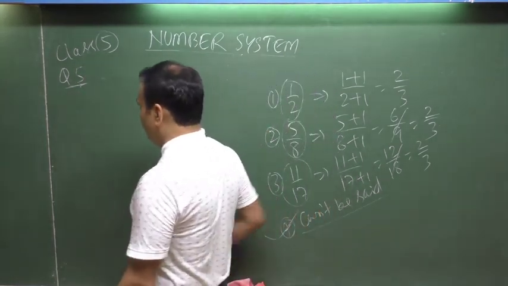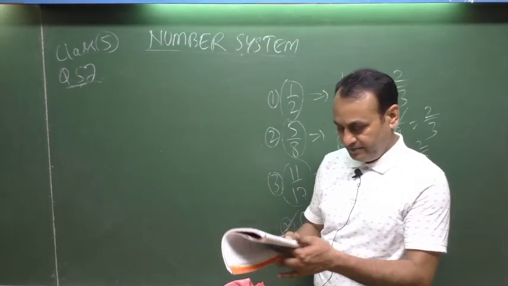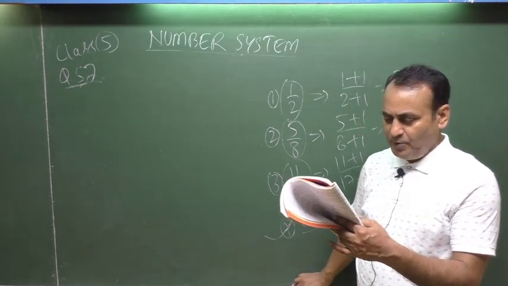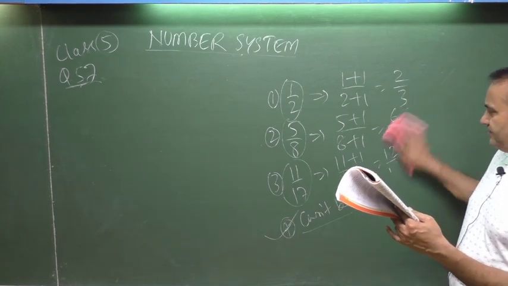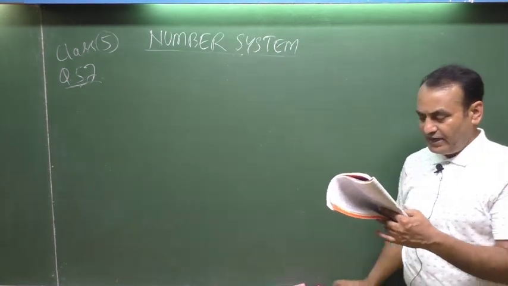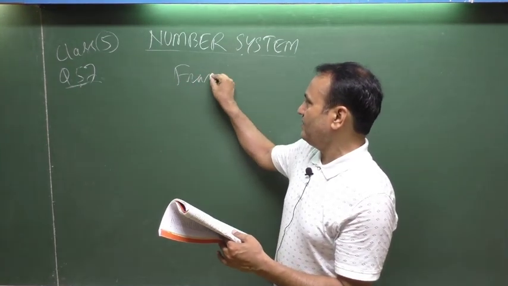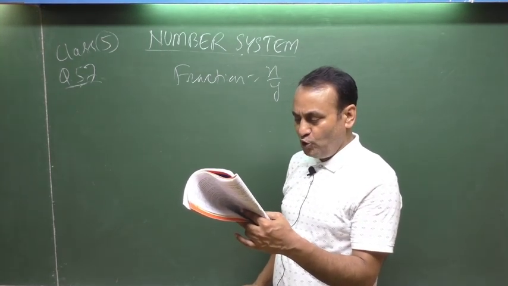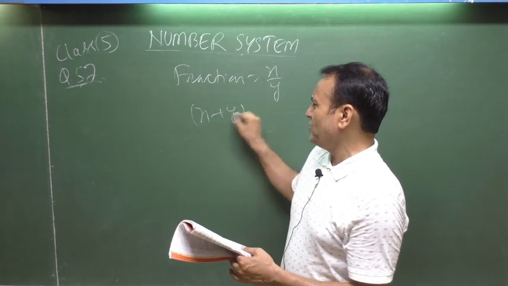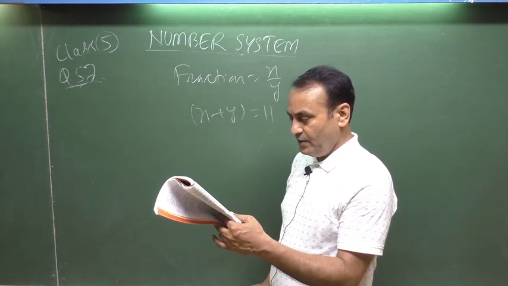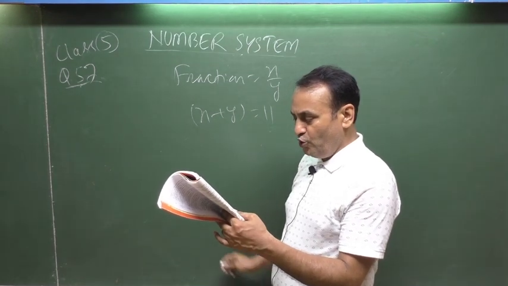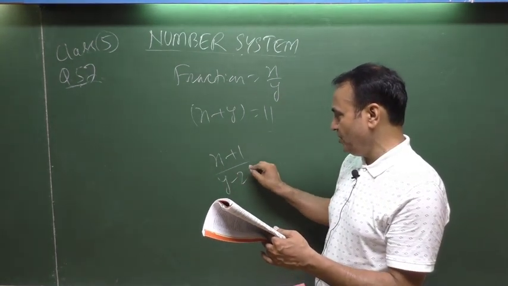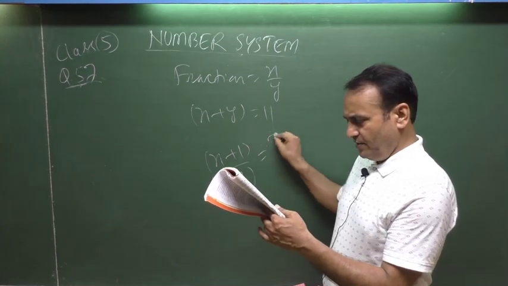Now question number 57. The sum of the numerator and denominator of a fraction is 11. See here, fraction equals x upon y. The question says the sum of the numerator and denominator of a fraction is 11. That means x plus y equals 11. The question says if 1 is added to the numerator and 2 is subtracted from the denominator, it becomes 2 by 3.